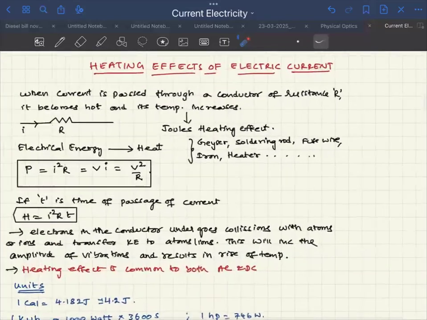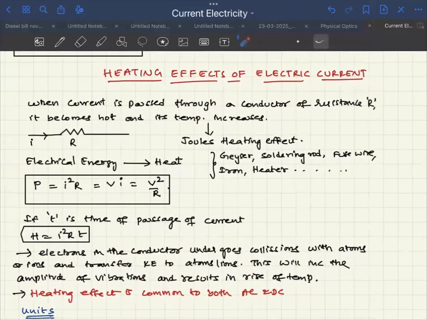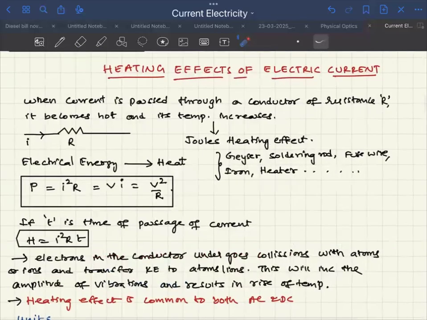Now, heating effects of electric current. Just a simple topic, basics first, so that you will go for doing problems. Heating effects of electric current.